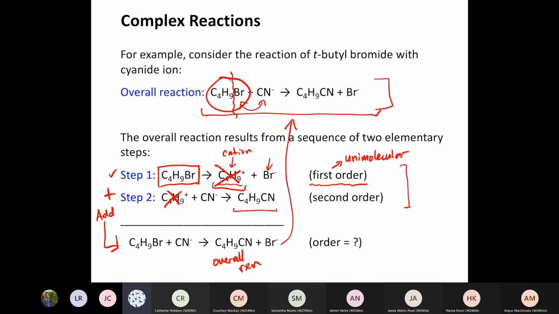Okay, so we have these two steps. We have a first order step and we have a second order step. What's the order of the overall reaction? Turns out you actually can't tell. You don't know. There's no way to really predict what's going to be the order of the overall reaction without really doing experiments. We're going to see in a little bit what those experiments might look like. You certainly can't get the order either from the overall balanced equation.